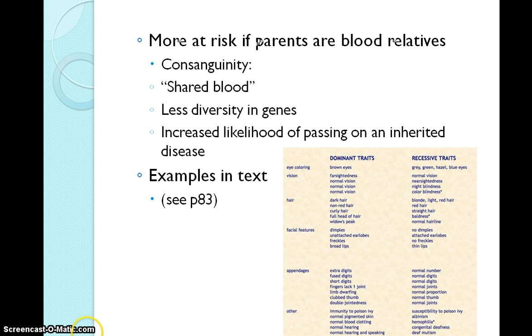So if they are blood relatives, meaning in the same family, there is a greater chance that they would be passing on a recessive trait because there's less diversity in the genes, and so a greater likelihood of passing on a recessive inherited disease. In many of the historical examples of recessive disorders, you would see examples of blood relatives marrying and having children. This would be especially true in royal families in historic Europe.